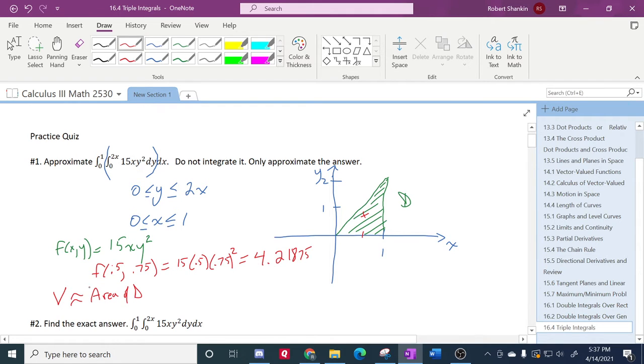Alright, so now the volume under the surface will be the area of D times an average height, average Z value, if that's Z. And the area, well, if you had the entire rectangle, that's area 2, so it's half of that, so it's area 1. And we're going to use about 4.2 for the average height. So I'm going to come up with my estimate being about 4.2.